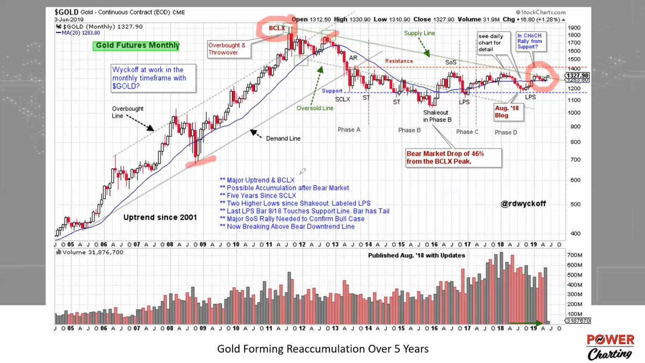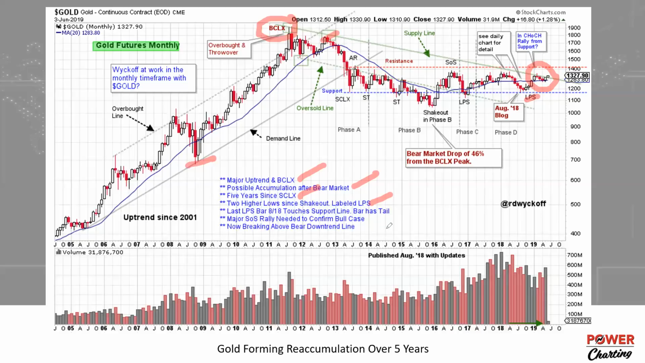So we had a major uptrend and a buying climax. A possible accumulation is forming after a long bear market. 5 years since the selling climax, could be actually closer to 6 now. 2 higher lows since the shakeout, labeled the last point of support. Here it is right here. We wrote a blog right when it went down and touched this support line.